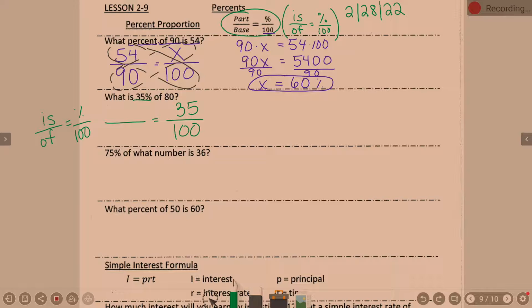Okay, so then that 80 goes on top. Well, what word does 80 follow? Percent? No. What word does 80 follow? Of. Of, and one of my cheat words, of is on the bottom, so it's going to be x over 80. Correct. Because 80 follows the word of, I can put 80 on the bottom. So is over of equals percent over 100.